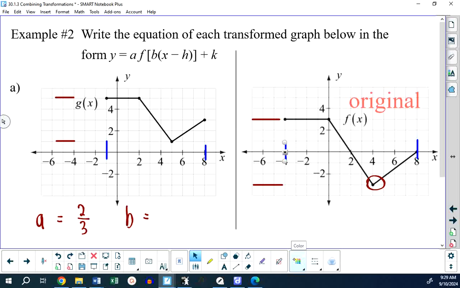Now I'm not going to stand here and teach you how to determine that. That's just a number math skill that you need to have. That 9 is 3/4 of 12. Which means that the horizontal stretch factor is 3/4. Which means that B is 4/3. The reciprocal of the stretch factor is B, or the reciprocal of B is the stretch factor.